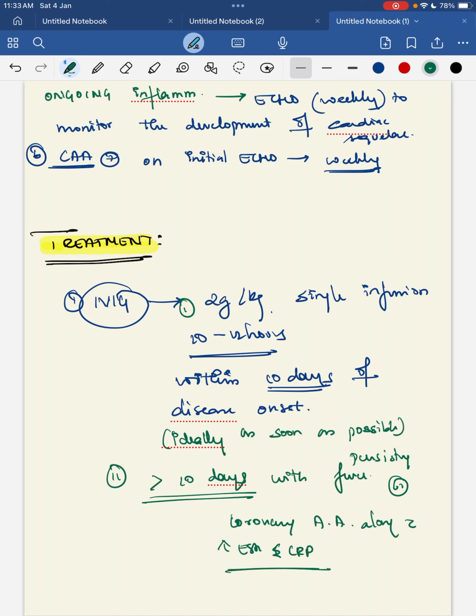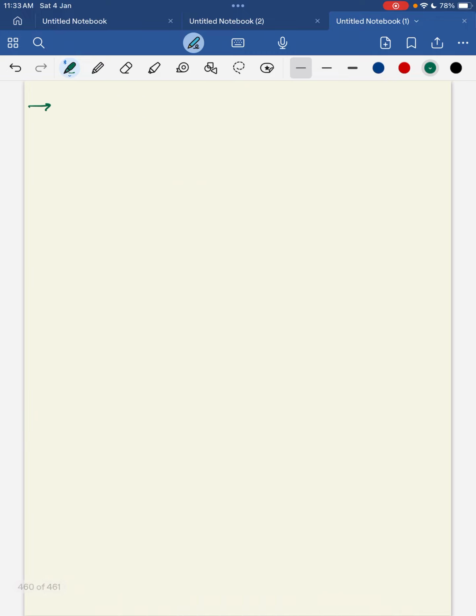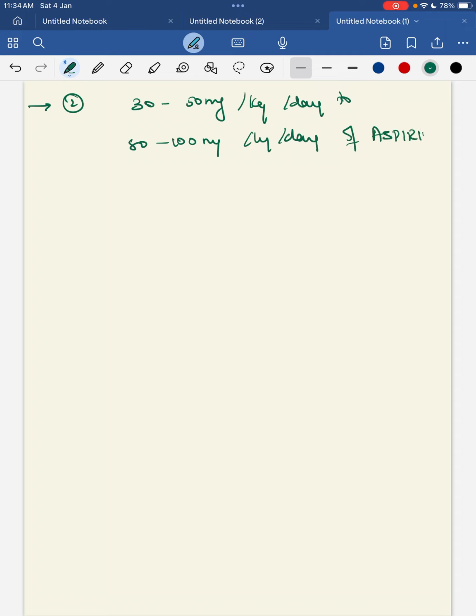Next, third, long-term treatment. So what is your long-term treatment for a child with coronary abnormalities? You have to give aspirin. Along with aspirin, you will be adding clopidogrel at the dose of 1 mg per kg per day. Maximum 75 mg per day can be given to this child.